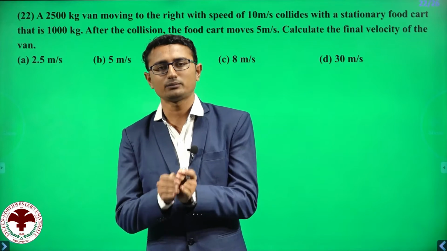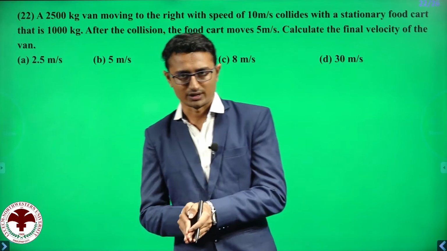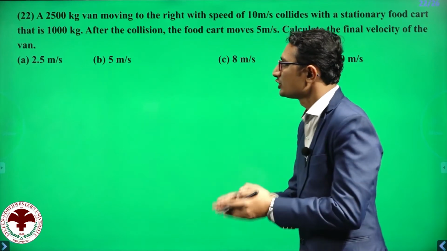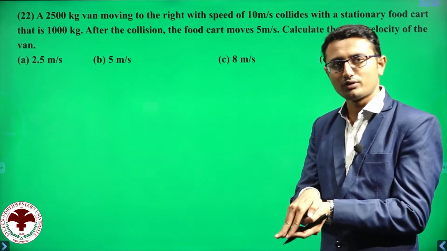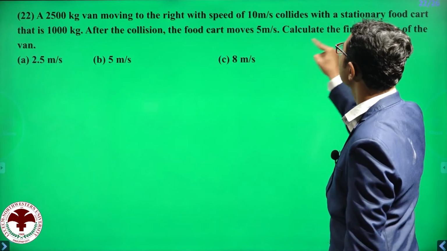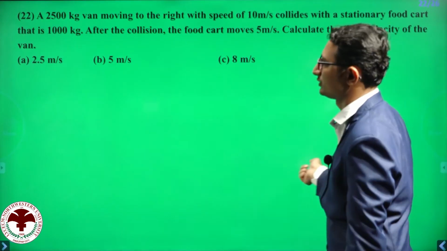As you know very well, momentum equals mass times velocity. Total initial momentum equals total final momentum. So we are going to solve this question by the law of conservation of momentum. After the collision, the food cart moves at 5 meters per second. Calculate the final velocity.